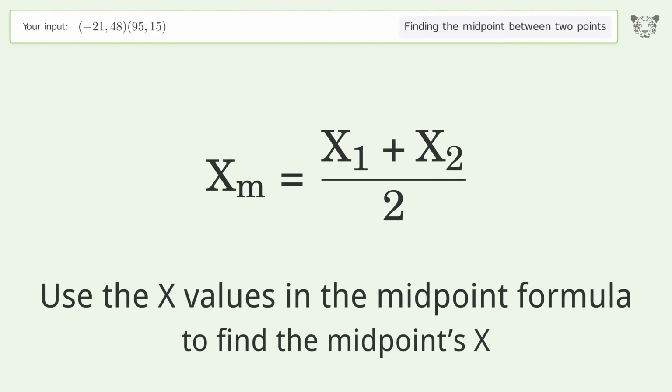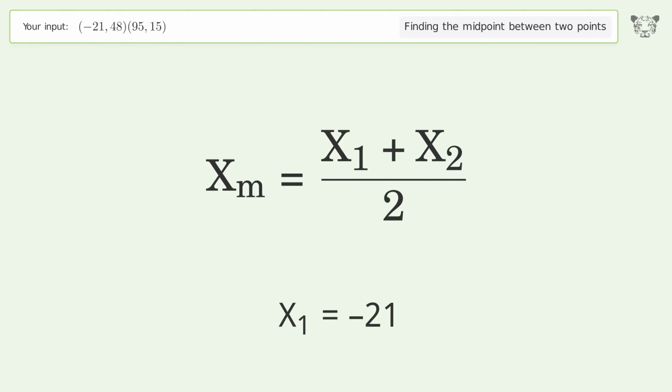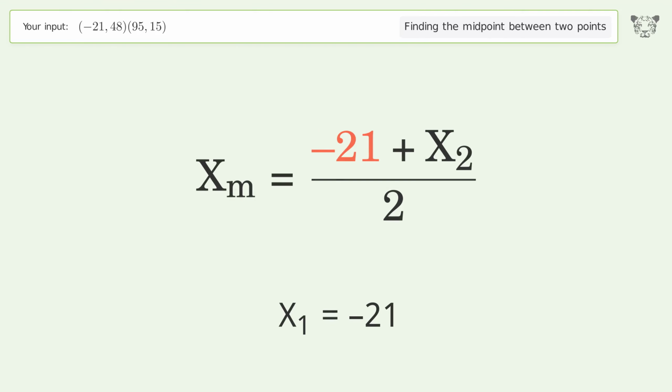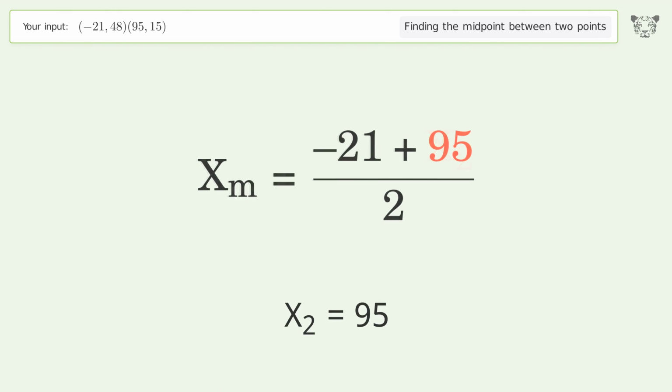Use the x values in the midpoint formula to find the midpoint's x. x1 equals -21. x2 equals 95. Simplify the arithmetic.